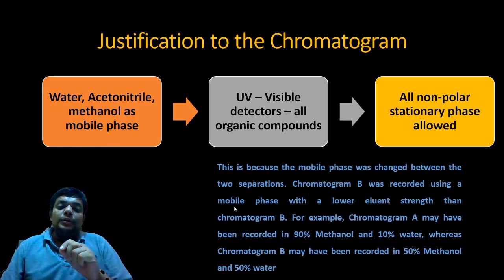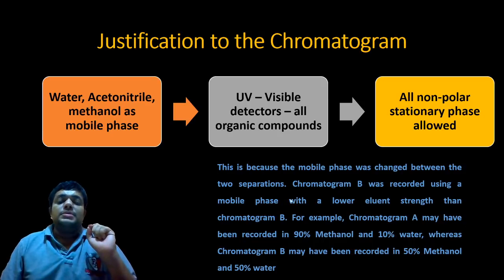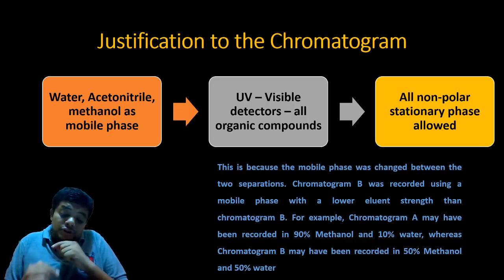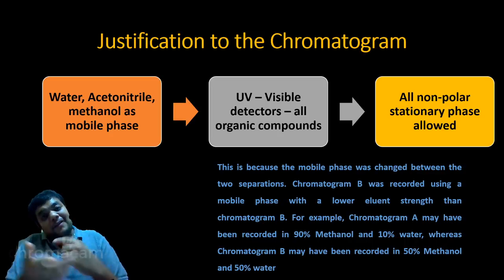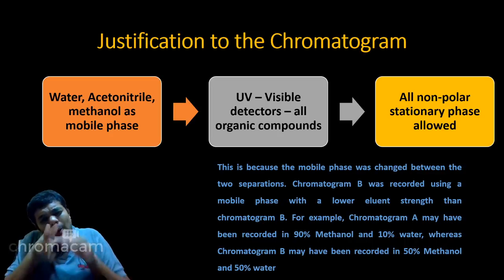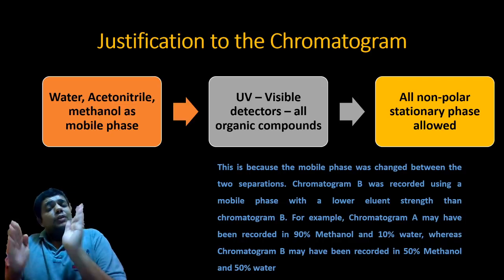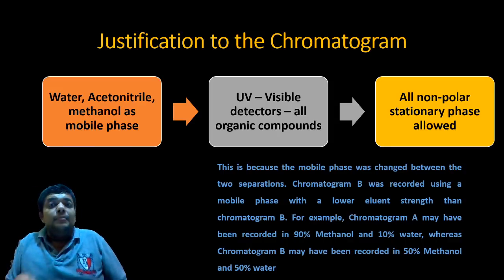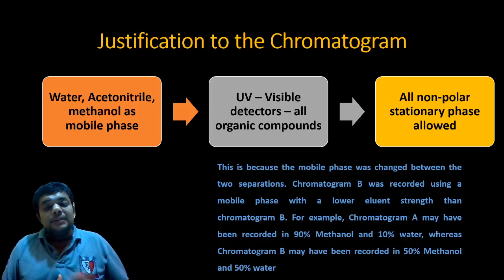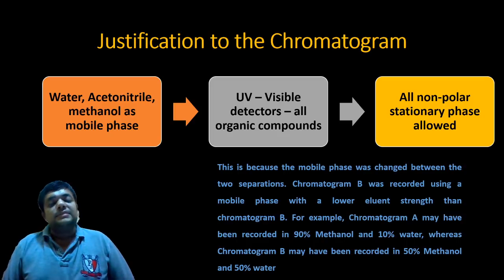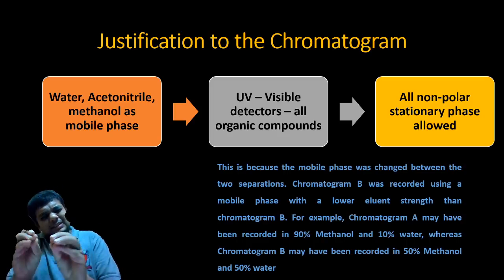Chromatogram B was recorded using a mobile phase with a lower eluent strength than chromatogram A. Chromatogram A, mind well. So what did they do? They now changed the composition of the mobile phase and made it a little lower in eluent strength. It means the nature was made a little bit away from the nature of the samples, so it could drag but slowly. For example, chromatogram A may have been recorded at 90% methanol and 10% water, whereas chromatogram B may have been recorded at 50% methanol and 50% water. These are just an idea.